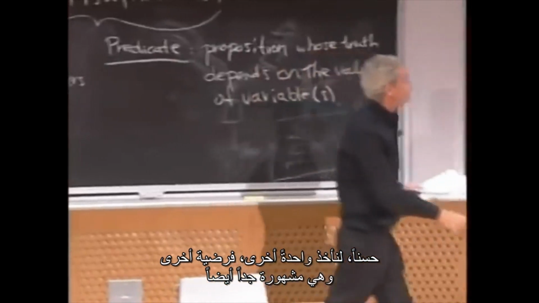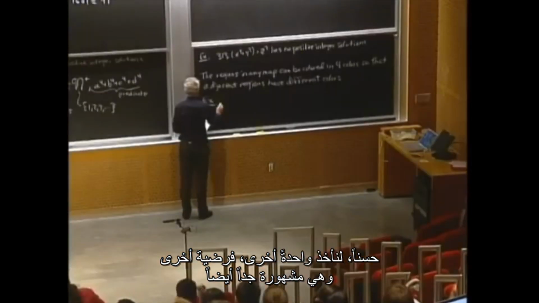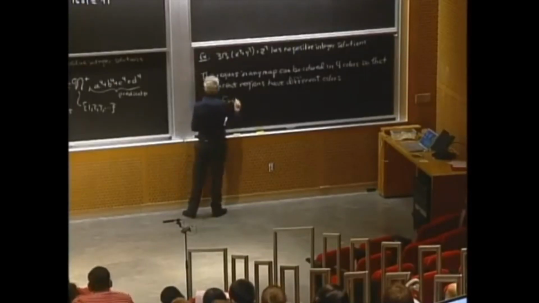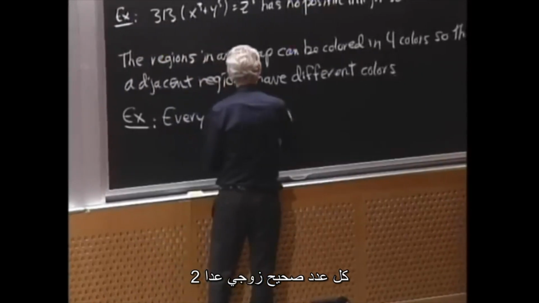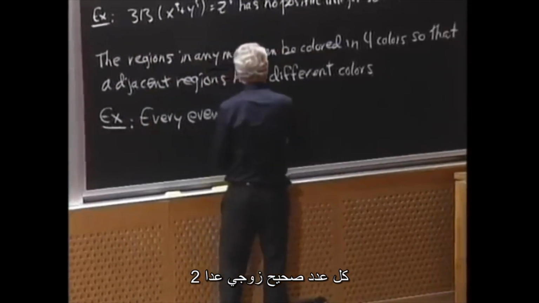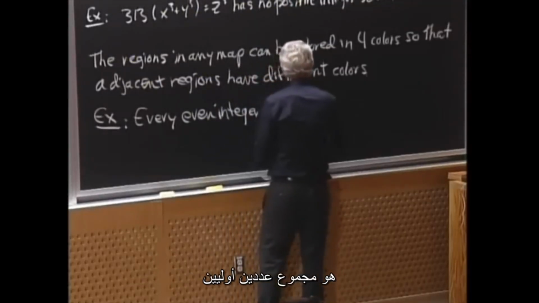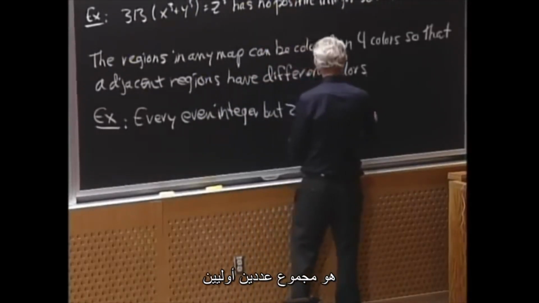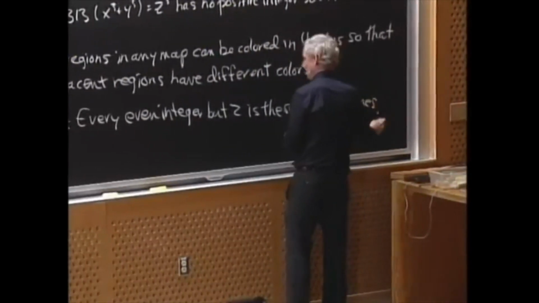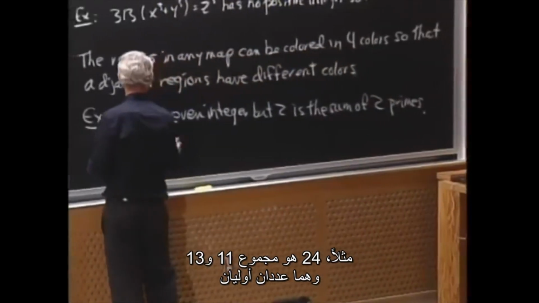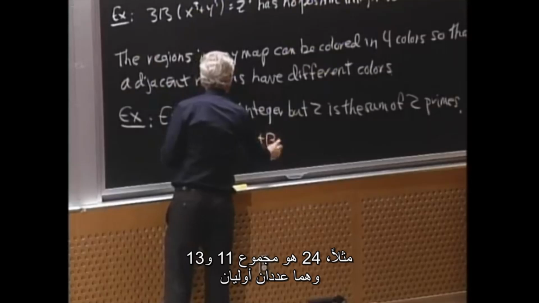All right. Let's do another one, another proposition, also very famous. Every even positive integer but 2 is the sum of 2 primes. For example, 24 is the sum of 11 and 13, which are prime.